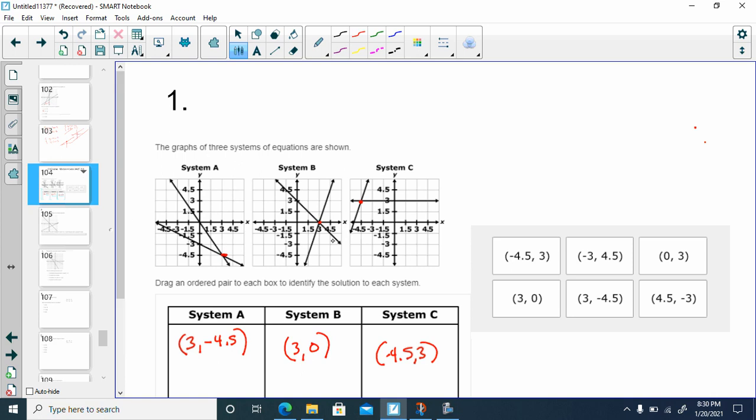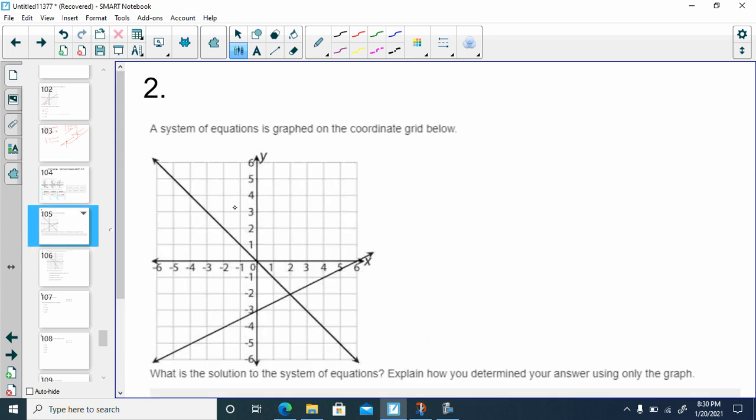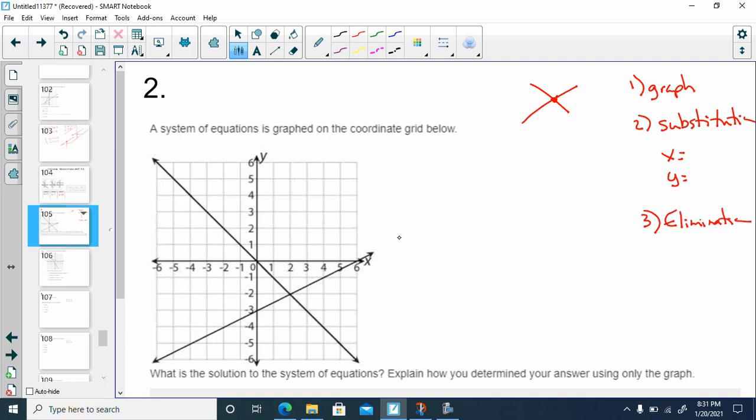Okay, now the second problem. So remember, when you're talking about finding the solution to a system of linear equations, you have three options. You can graph them, and that's what we're looking at right now. You can use substitution. That's when you've got x is equal to or y is equal to. Or you can use elimination. And you have to decide what you're using.